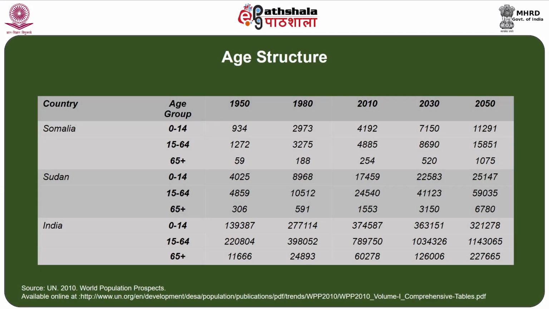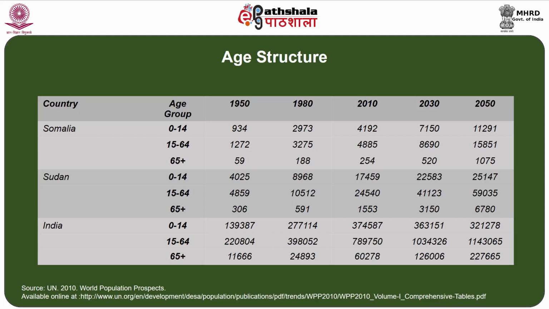For Sudan, we see that the proportion of population has been shifting amongst the age groups over time. In 1950, the 0 to 14 age group and the 15 to 64 age group were 4,025 and 4,859 respectively, and the proportion of older persons was 306. In 2010, while the proportion in all age groups increased, the gap between the 0 to 14 and 15 to 64 age groups has widened, with 17,459 and 24,540 respectively, and the proportion of 65 plus has also increased to a great extent.